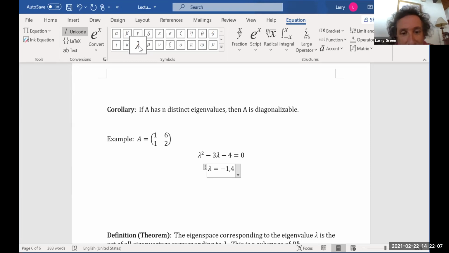Let me double check. It's 2, 6, 1. Is that right? Subtract 1, that's a 0. 6. No, I think I have it backwards, don't I? So we have 1 minus lambda, 2 minus lambda. So it's lambda squared, 1 minus lambda, 2 minus lambda. Does that look right? What do you guys think?